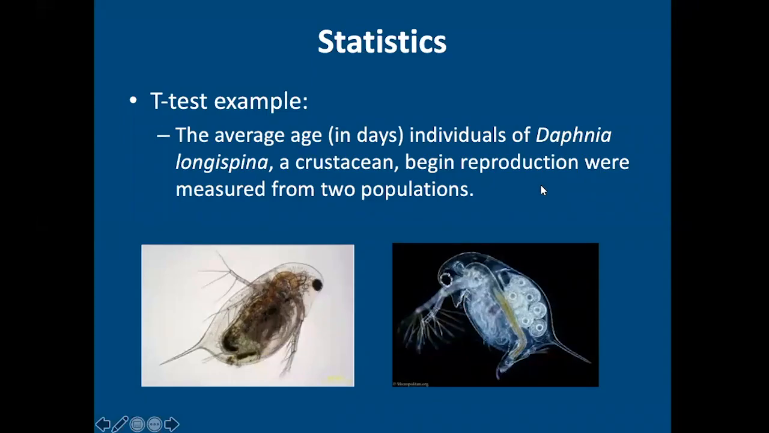Today I'm going to walk you through an example of how to do a t-test. In this example, we're going to be looking at the average age in days of individuals of the species Daphnia longispina, a crustacean. The average age in days that they begin reproduction. And these were measured from two different populations.